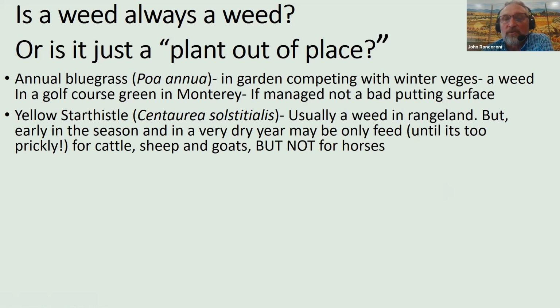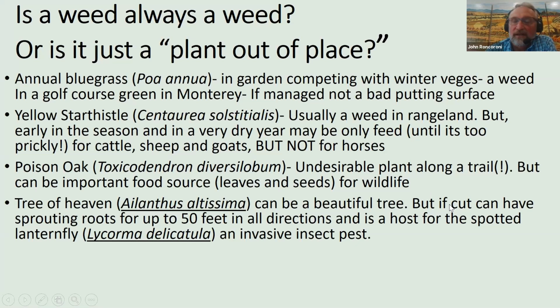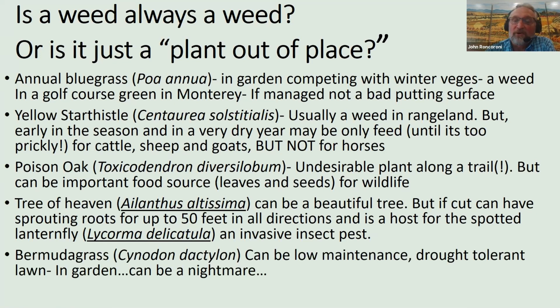Doing some work years ago with Jodie Tommaso, we wanted to go through and clean out an entire area to see what was there. And the grower said, you need to leave some of the star thistle because right now it's pretty much my only feed. Poison oak is undesirable along a trail, of course it is, but it can be an important food source for wildlife. Tree of heaven is an interesting one. There really are some beautiful specimen trees of tree of heaven. But if you cut it, there are sprouting roots out for about 50 feet in all directions. And I found out later from my entomology friends that it can be a host for spotted lanternfly, which is a dangerous invasive pest. And then maybe the best example of all, Bermuda grass. It can be a low maintenance, drought tolerant lawn. But in your garden, I think it is a nightmare, just because it is such a tough weed to control.